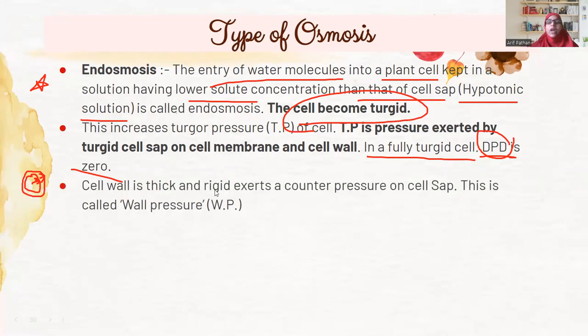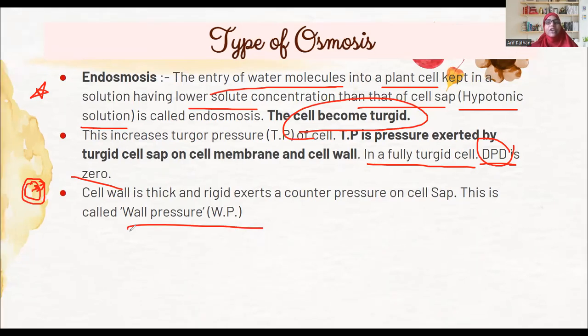The cell wall is thick, rigid, and exerts a counter pressure on the cell sap. This is called wall pressure. The cytoplasm is filled with water, creating pressure, and the cell wall has reached its maximum boundary. It is swollen up and cannot expand more. That also creates a pressure, which we call wall pressure, WP, but it is in the opposite direction.